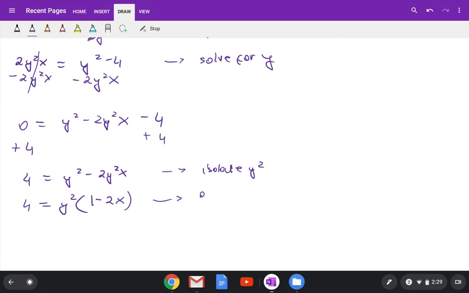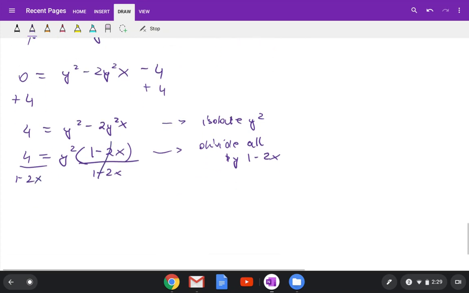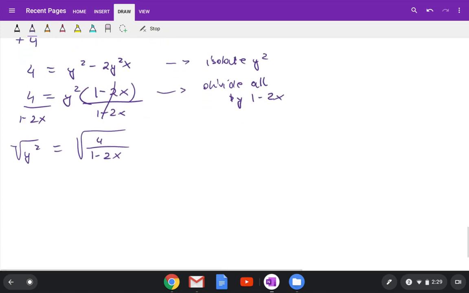And divide all by 1 minus 2x. And we're getting y squared equals 4 over 1 minus 2x. And now we just need to take the square root of both sides. So we're getting y equals the square root of 4 and the square root of 1 minus 2x, which is 2 over the square root of 1 minus 2x.